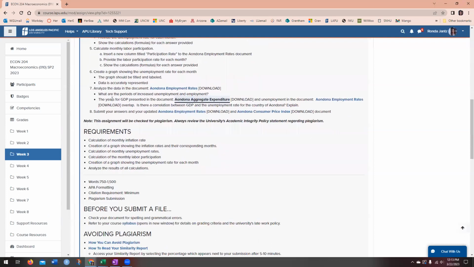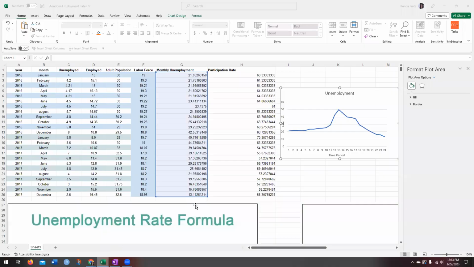Remember, you're not just submitting your data and your graph, but you're writing a paper, 750 to 1500 words. You're going to detail the questions that I briefly mentioned, but didn't give you a lot of guidance for. If you have questions and you do need guidance, let me know. In most situations, once you have the data and you have an idea of what it's supposed to look like, you can form your own opinions. But let me know if you do need anything else.